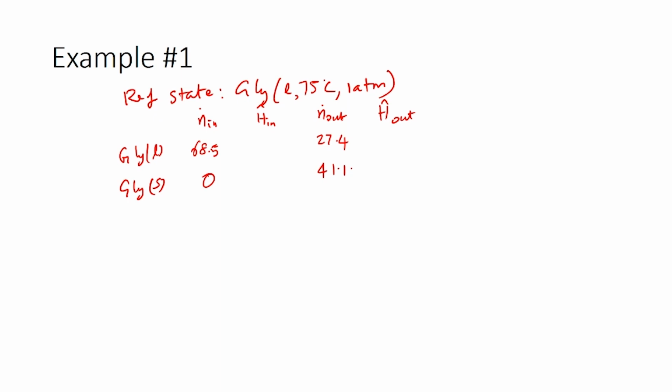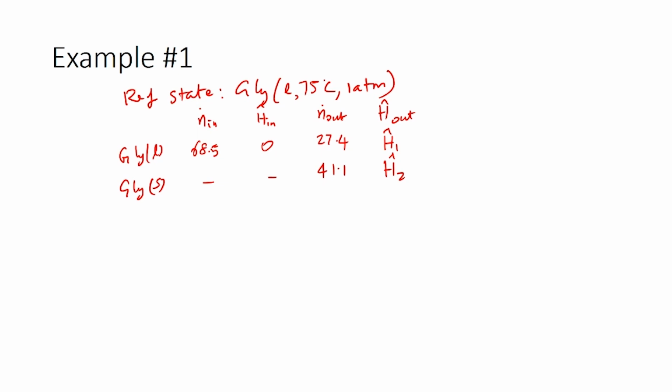So, now let us identify which of the enthalpies need to be calculated. Since the inlet condition, which is the liquid glycerol at 75 degrees Celsius and 1 atmosphere, has been used as the reference state, we can have this as 0. Since we do not have any glycerol solid entering, we do not have to worry about this enthalpy. However, we would have to calculate the enthalpies for both these conditions, which are the outlet liquid and solid.